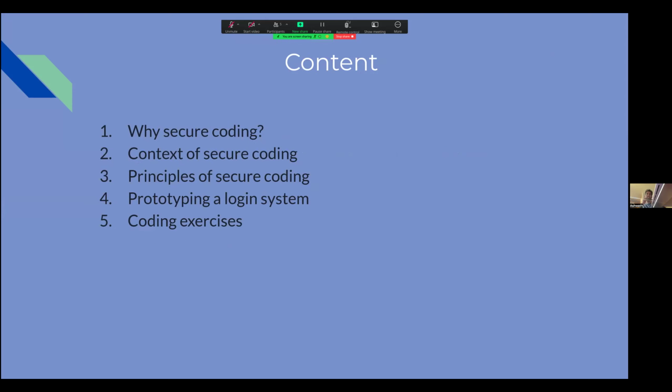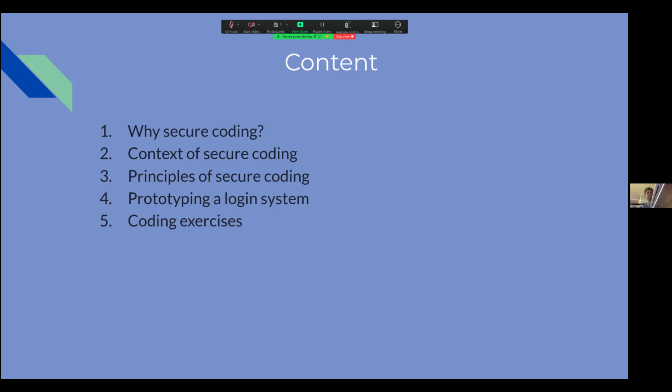For the content, I'm going to briefly talk about what secure coding is, why we are doing this, what the context of secure coding is, how secure coding fits into the bigger picture of the software development lifecycle, where exactly we are positioning this, what we are supposed to look at, and how we know if a system is secure or not, and things like that.